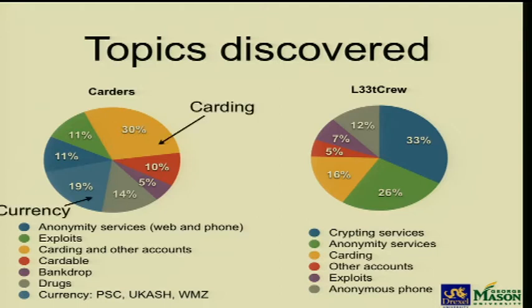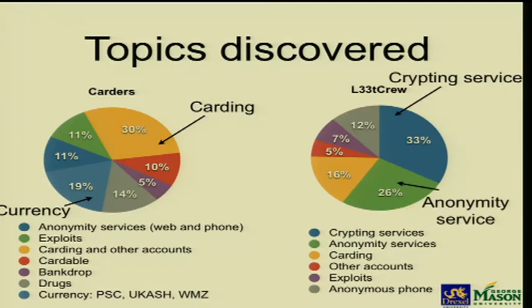On Carders, the biggest topic was carding and selling of other accounts. Here we saw that people were using PassivCard, UCash, and WebMoney as currency. On Lead Crew, the biggest topic was crypting services. Crypting is a way to repackage your malware to evade antivirus detection, so that was a very popular topic on Lead Crew. The second most popular topic was anonymity services. People were sharing proxies and VPNs and SOCKS, things like that.